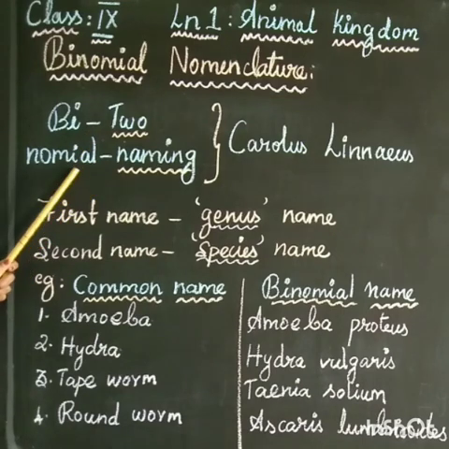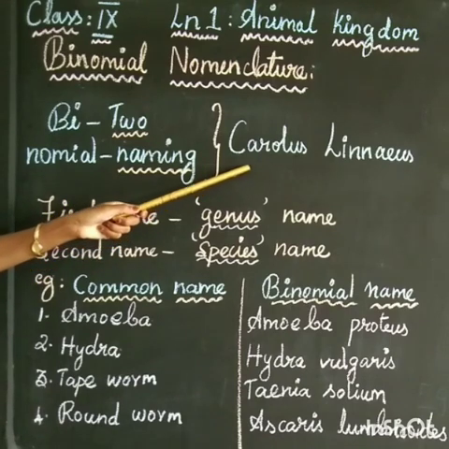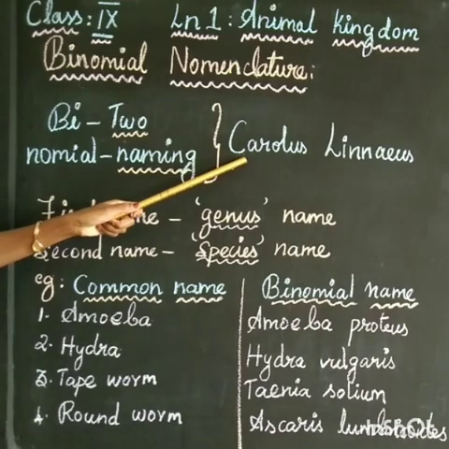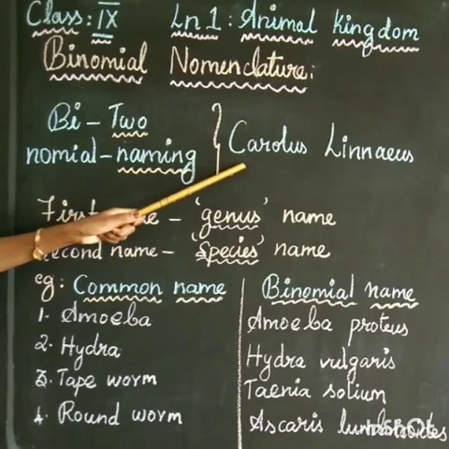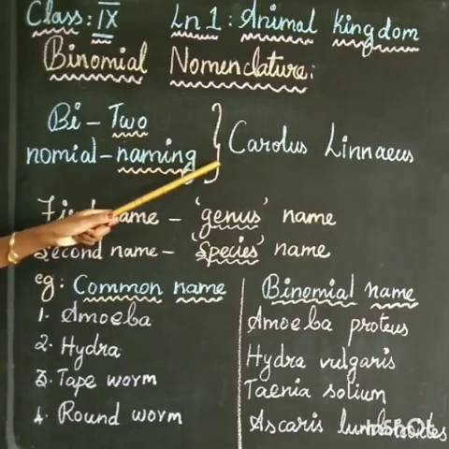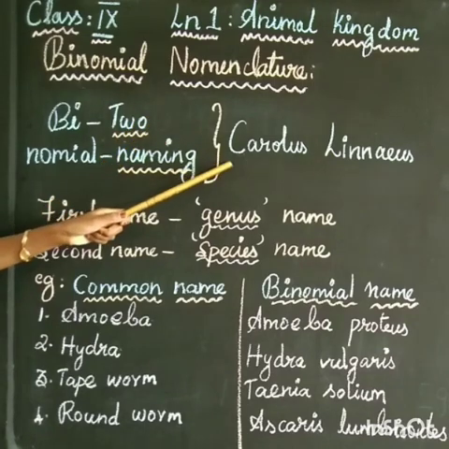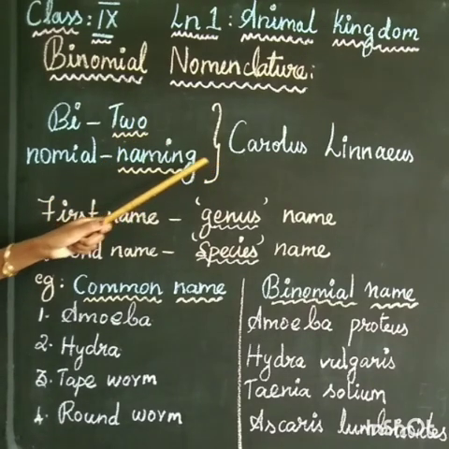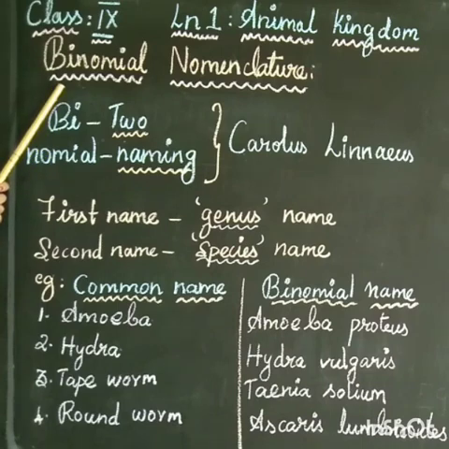This method of giving names to organisms was given by the scientist Carolus Linnaeus. The method of binomial nomenclature was given by Carolus Linnaeus. In binomial naming, each and every organism is given two names. These names are derived from the Latin language.